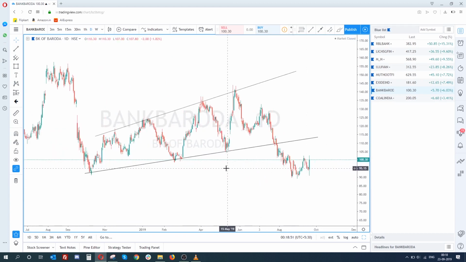Okay, this is Bank of Baroda. If you see, this is the channel it has been forming. Here at the bottom there has been buying, so there is uniformity, and at the top there is a supply zone.